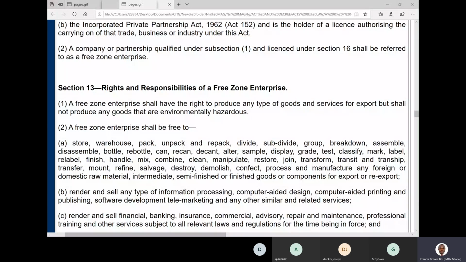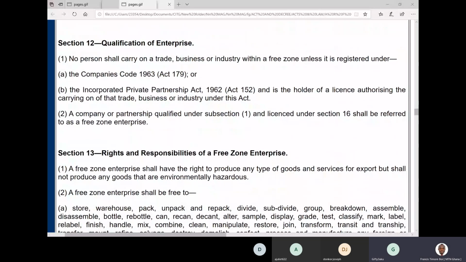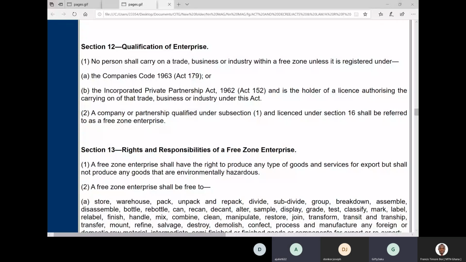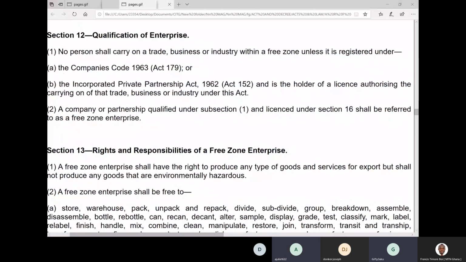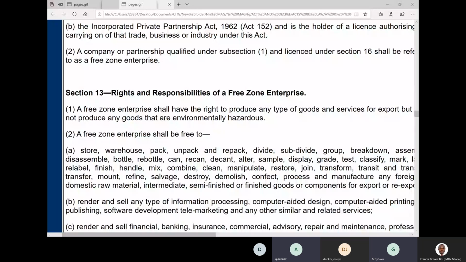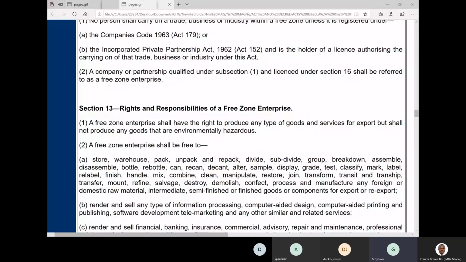Anyway, let's look at the rights and responsibilities of a free zone enterprise. Section 13. A free zone enterprise has the right to produce any type of goods and services for export, but shall not produce goods that are environmentally hazardous. What does that mean? Which products are environmentally hazardous? Certain chemicals that would pollute the environment. Exporting those things is very difficult.